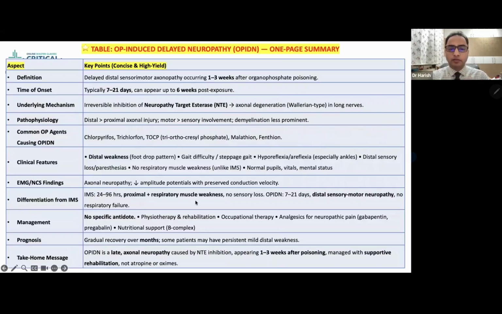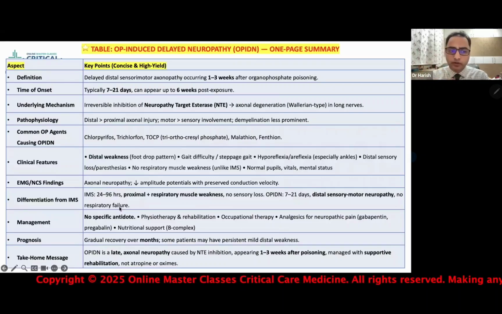So proximal and respiratory muscle weakness will be there in IMS, no sensory loss. In OP-induced delayed neuropathy, typically it is beyond 7 to 21 days. Distal sensorimotor neuropathy, no respiratory failure. Very, very important differential. Okay.